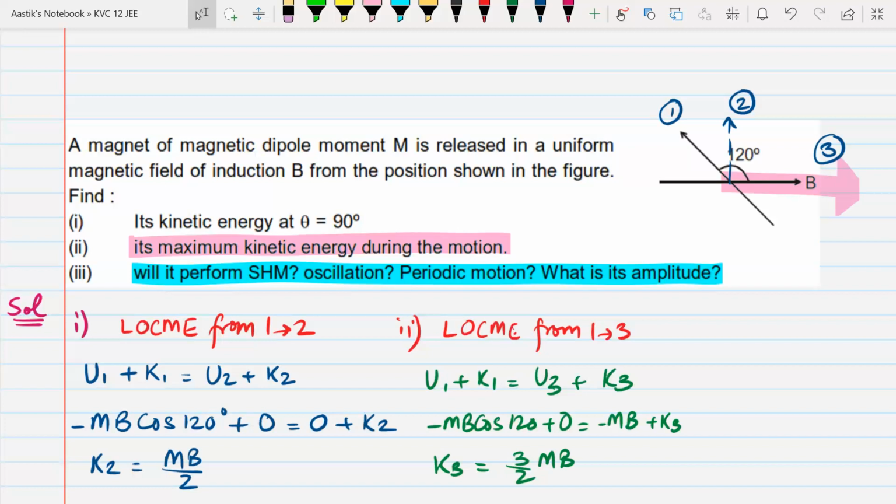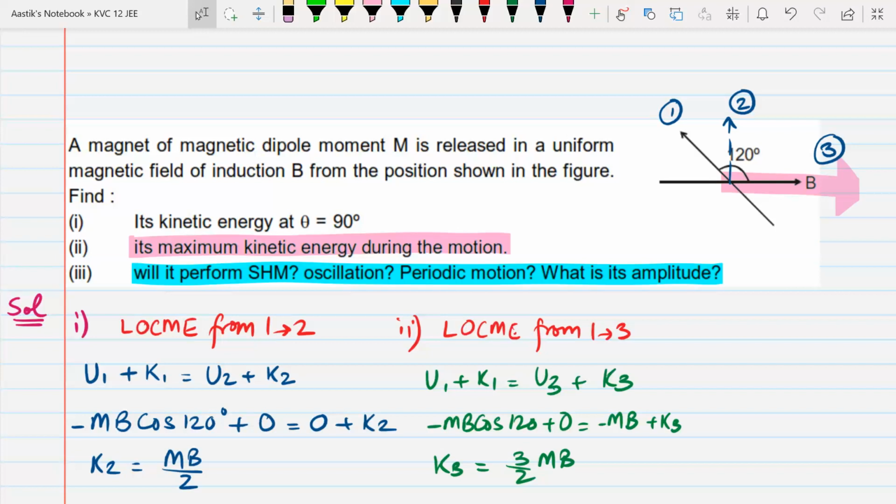Yes or no? Yes, sir. So if you can prove that the force acting on the particle is directly proportional to x, it means that it is a simple harmonic motion. Yes or no? Yes, sir. If you can also prove in case of angular SHM that the torque is directly proportional to theta, that motion will be SHM.